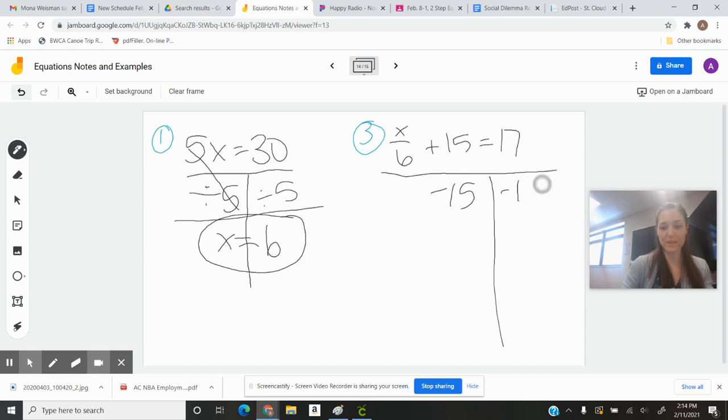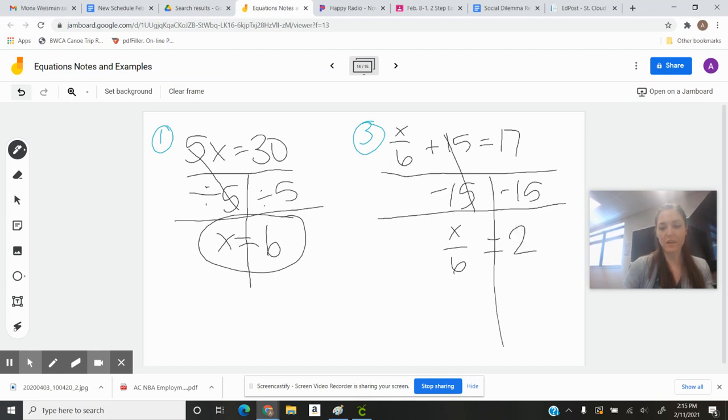If I do it to one side, I gotta do it to the other side. Put a nice, neat little line. Okay, now these cancel out because 15 minus 15 is 0. I'm going to copy down what I have left in my equation, and that is just x over 6. And then 17 minus 15 is 2.